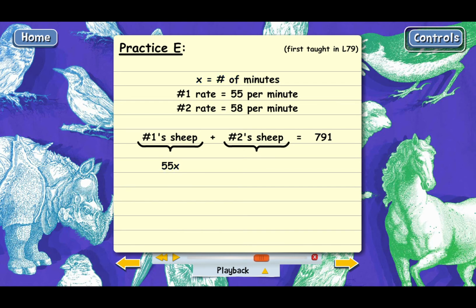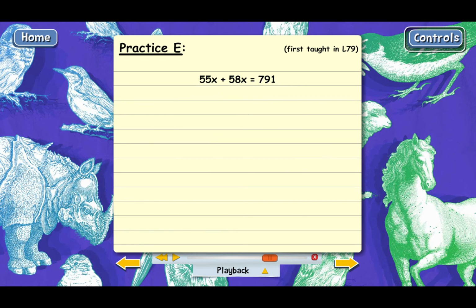And we do the same thing for number 2. Number 2's rate is 58. Number 2's going to be counting sheep for X minutes, and so number 2's count is 58X. And then adding these two together, we should get the total of 791. And now we just need to solve this equation for X.